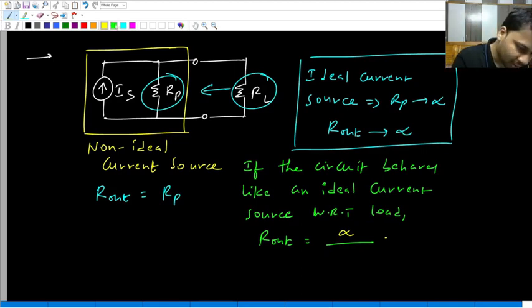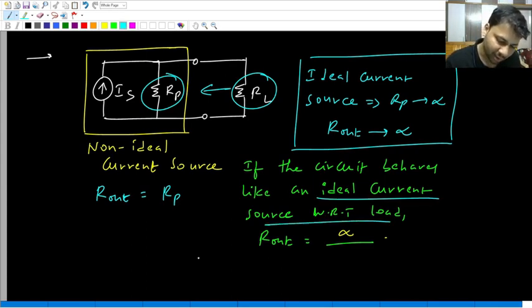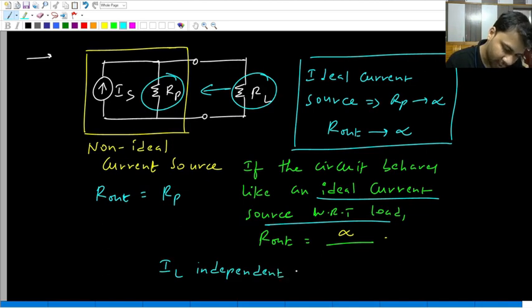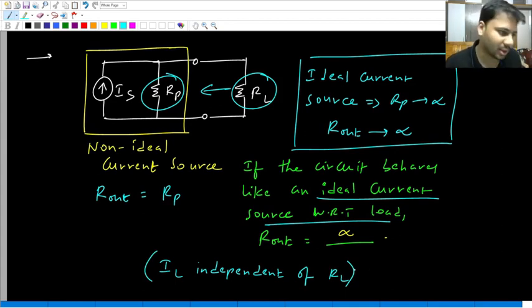So how can you find if any circuit behaves like an ideal current source with respect to load? What is the condition or requirement for the circuit to behave like an ideal current source with respect to load? Load current IL must be independent of load resistance RL. If at all you find it to be independent of RL, then the conclusion is that the circuit behaves like an ideal current source with respect to load, in which case directly we can say that the output resistance will tend to infinity. Okay. So that's all. So this is the complete know-how about finding Rin and Rout.